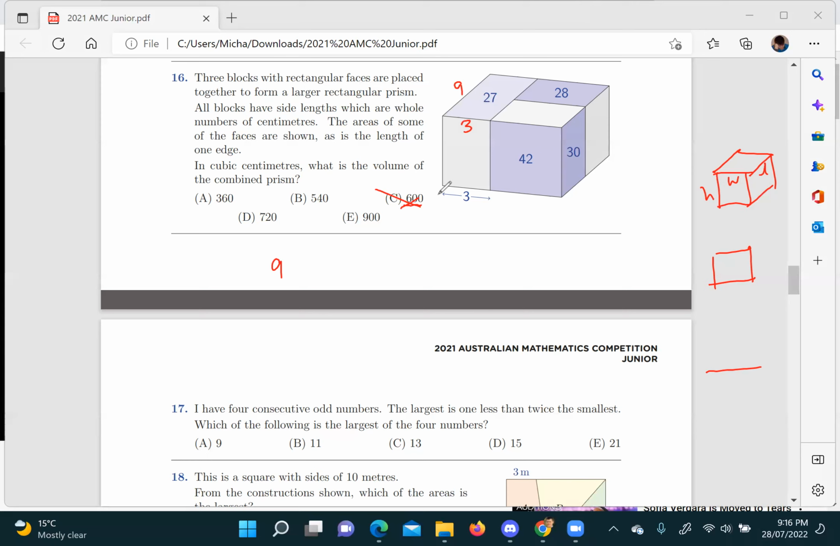Okay, now it says everything's a whole number, you see? So this is probably 7, though it could be something else. Let's try 7. So this was 7, right? This would be 6. This would be 7. This would be 5. This would be 4.